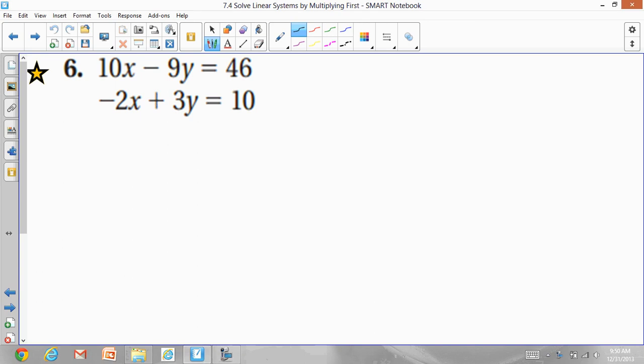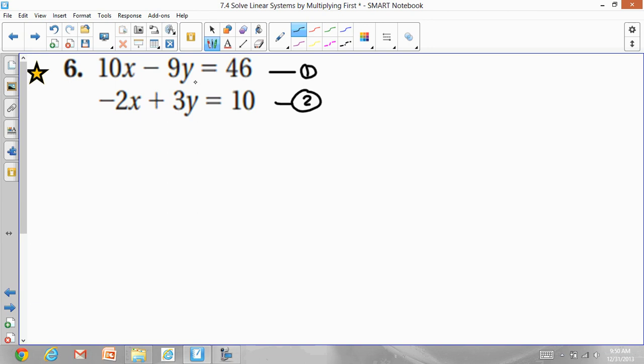Now, if you look at this question, you got one equation and the second equation. So I'm going to call this my equation number 1 and this my equation number 2. If you look at both the equations, there is no way you can cancel the x's because one of them is a 10, the other one is a 2. You cannot cancel the y's. One of them is a 9, the other one is a 3. You can only cancel them if they have the same coefficient, which is the same number.